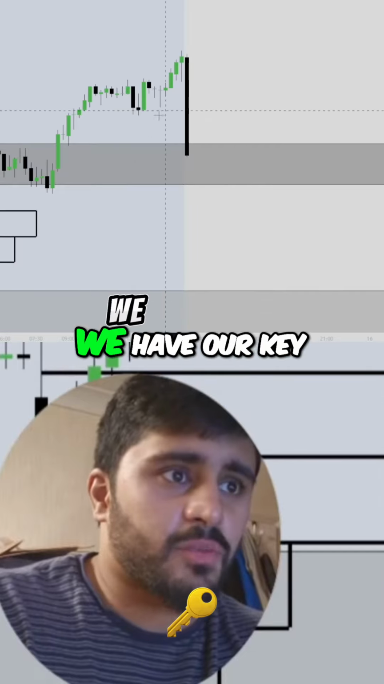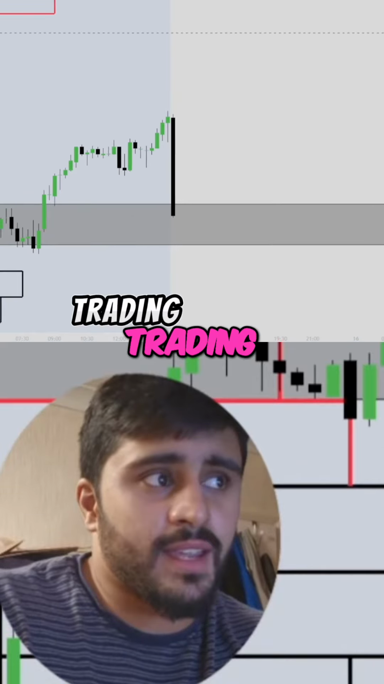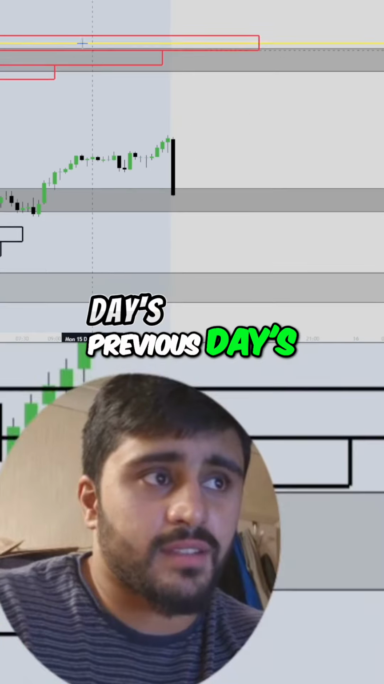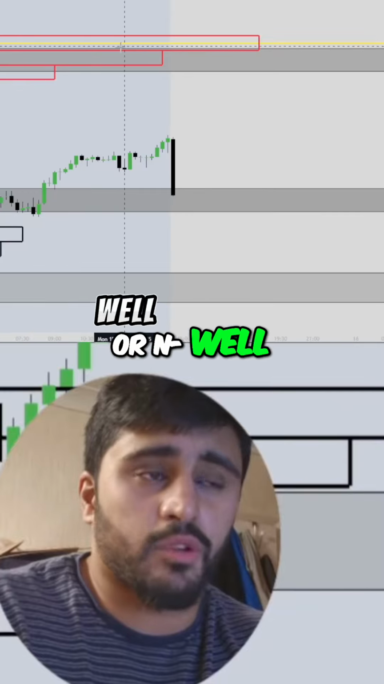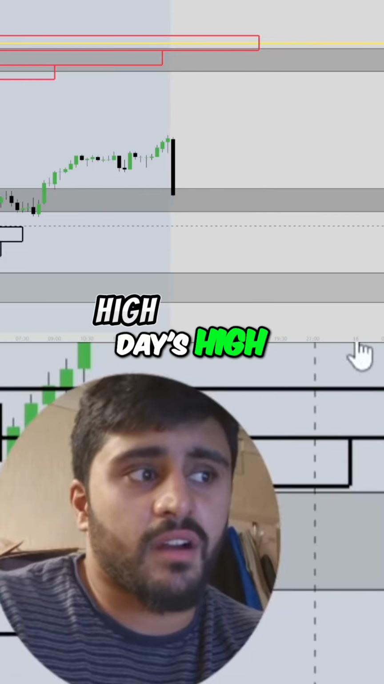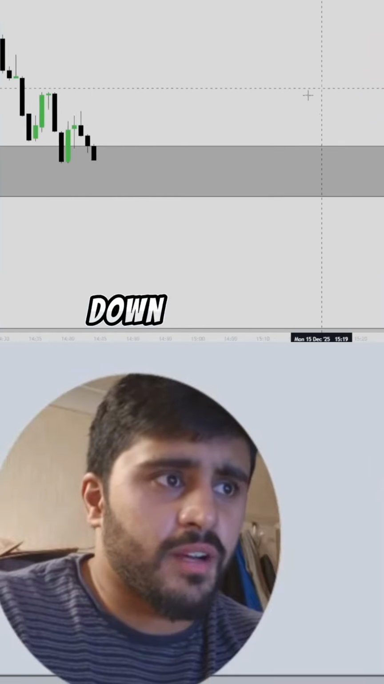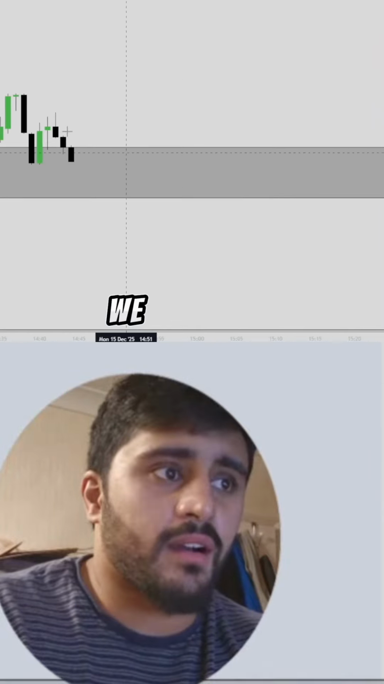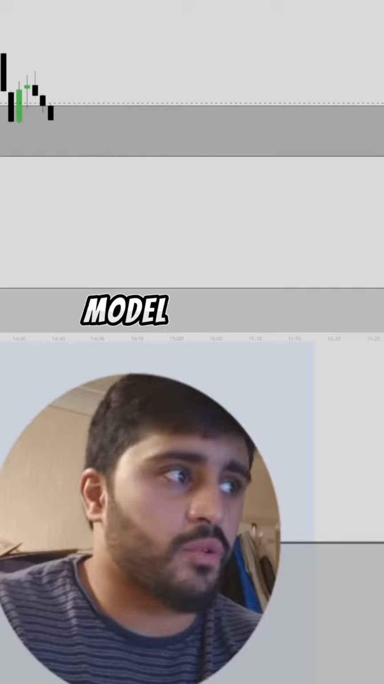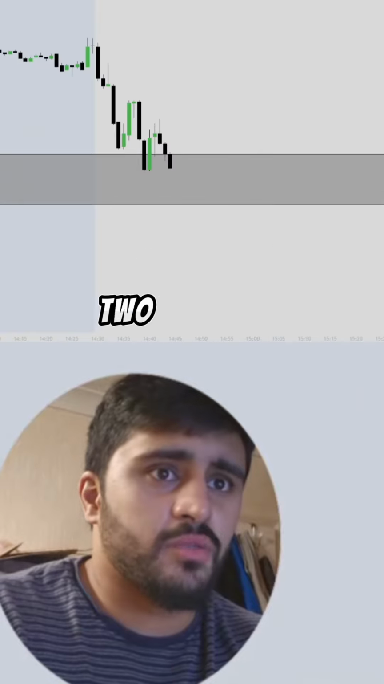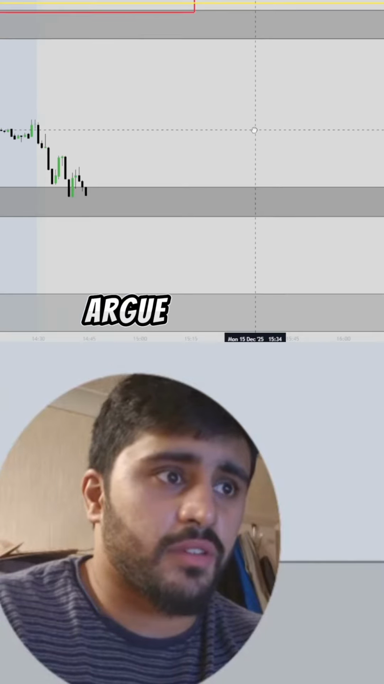Once you have that in place, we have our key level. And so we're trading inside of the previous day's POC, or well, the POC is up here, the previous day's high volume area, which is the top 70%. So from here, when we go down to a lower time frame, we're looking for the classic model, break and retest. Now, there's two things that can happen from here, right? You could argue there's two things that can happen.